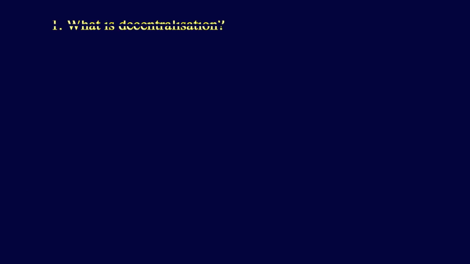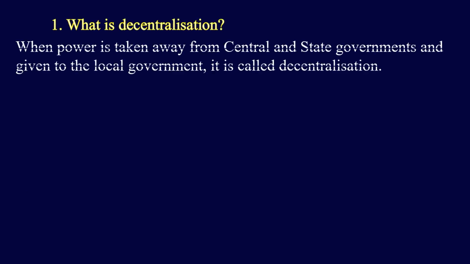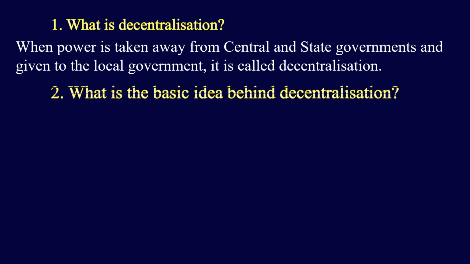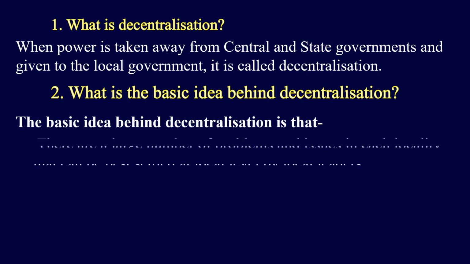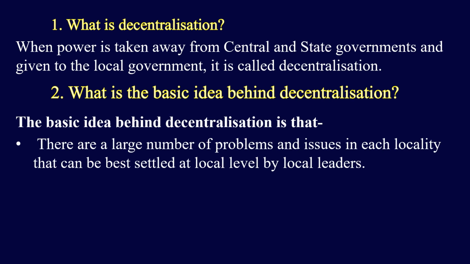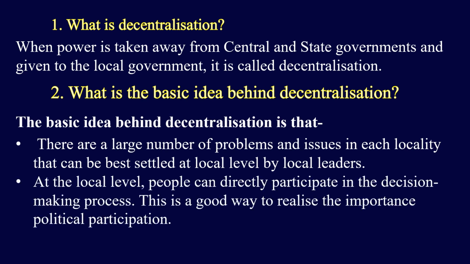Now you can write in short, what is decentralization? When power is taken away from the central government and state governments and given to the local government, it is called decentralization. And what is the basic idea behind decentralization? The basic idea behind decentralization is that there are a large number of problems and issues in each locality that can be best settled at the local level by the local leaders. And at the local level, people can directly participate in the decision-making process. And this is a good way to realize the importance of political participation.